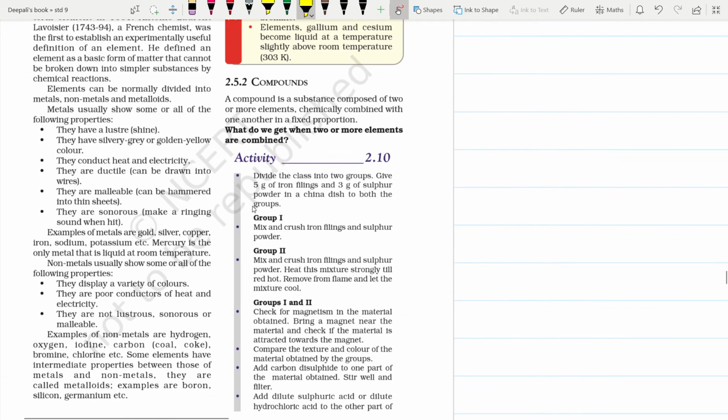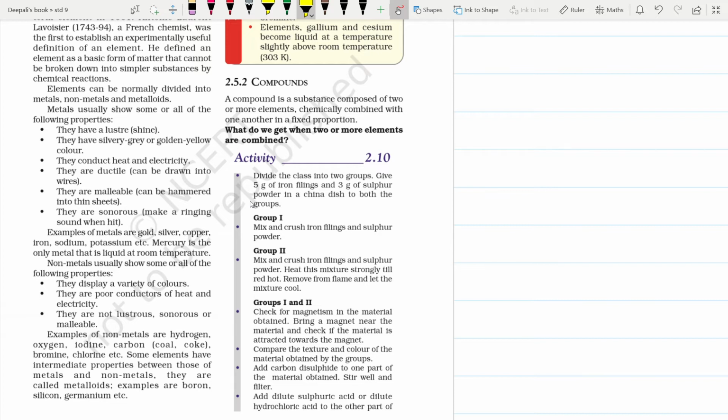Now let us see what compounds are. A compound is a substance composed of two or more elements chemically combined with one another in a fixed composition. Divide the class into two groups. Give 5 grams of iron filings and 3 grams of sulfur powder in a china dish to both the groups. Mix and crush iron filings and sulfur powder.